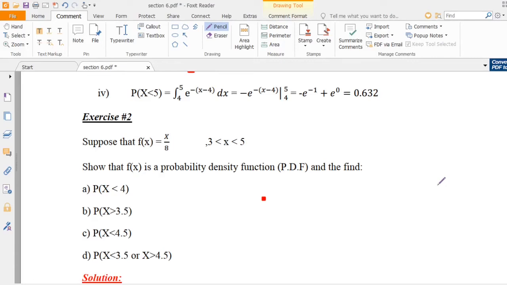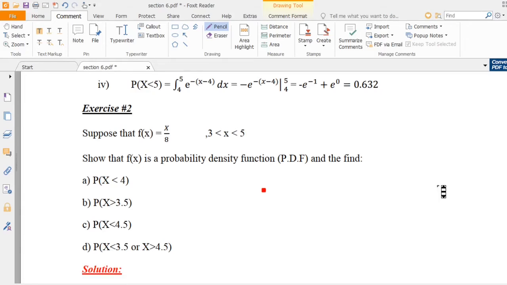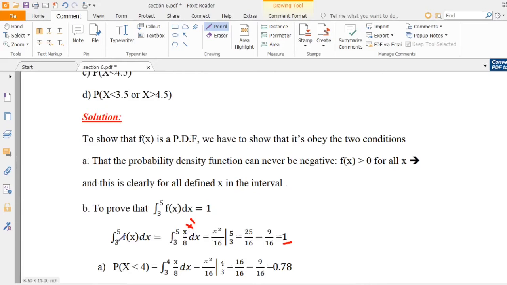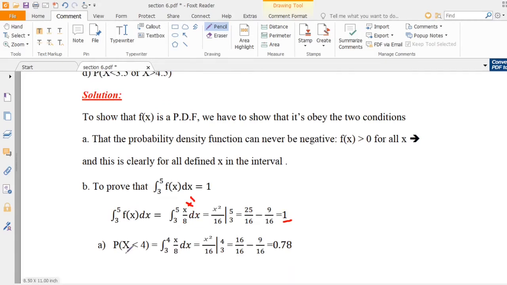For the second example, we have f of x equal x over 8, where x lies between 3 and 5. As usual, the first thing we do is make sure that the probability density function integrates to 1, as you got used to in the first exercise. After we make sure it equals 1, we get to the required parts. The first is x less than 4, and as in the previous example, we only have the interval starting from 3, so we get the interval from 3 to 4. You do the integration and you get the probability.